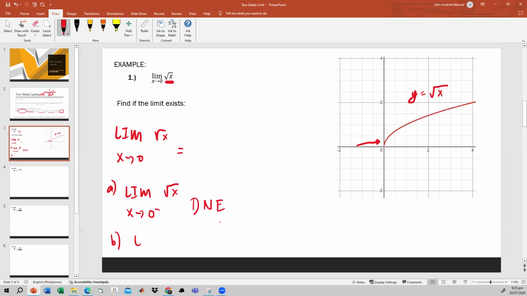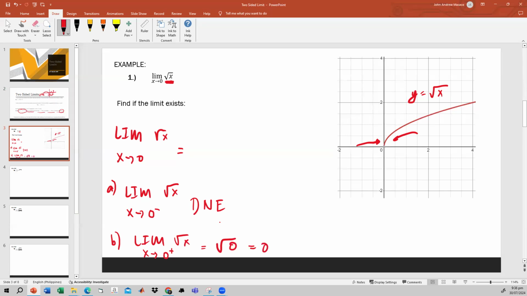While if we take a look now at the limit of the function as x approaches 0 from the right, as you observe, class, there is a value that the function will have, wherein that's the origin, or that's basically 0. So if you evaluate this using this graph, you just need to substitute 0. So this will become the square root of 0, which is equal to, of course, 0.